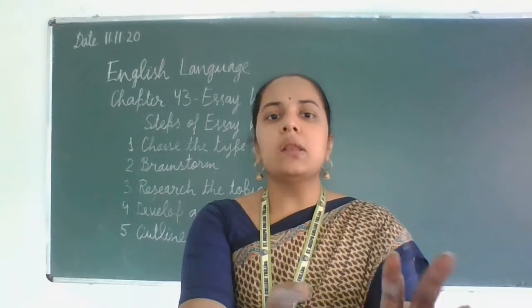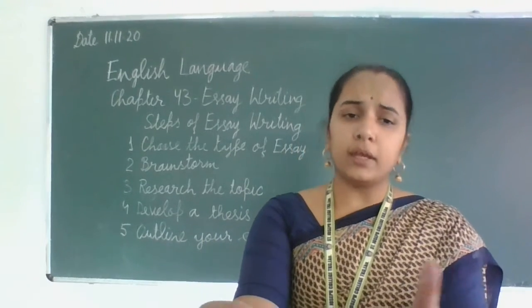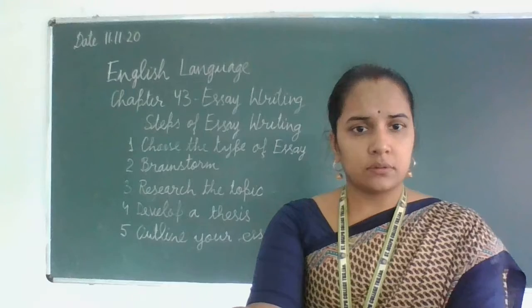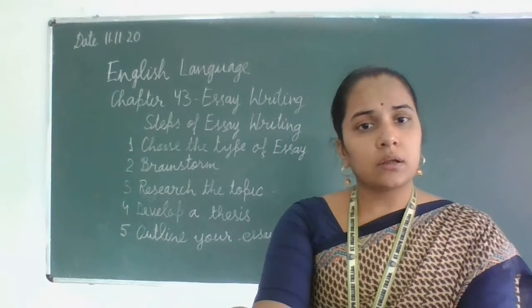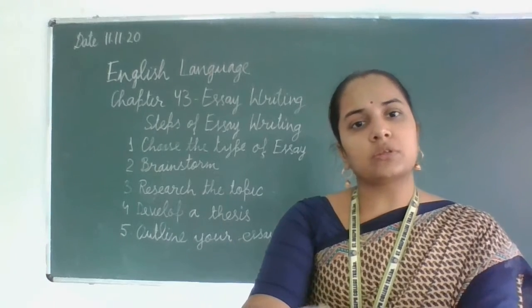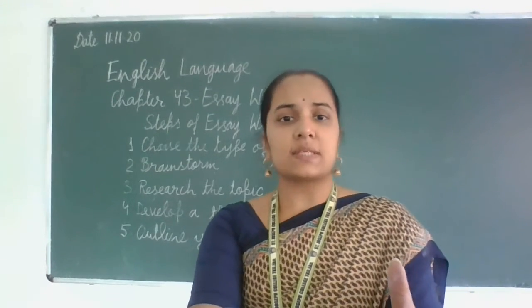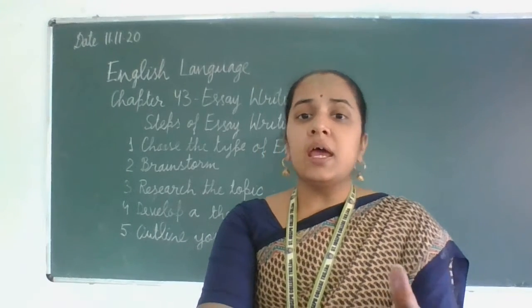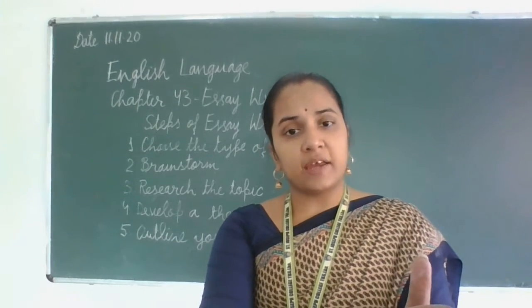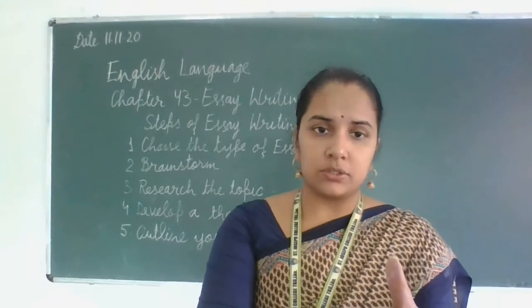For example, a very small example: if you are writing about an animal, suppose an elephant, then in one paragraph you will describe the physical appearance. In another paragraph, you will describe his habits and behavior. In the other paragraph, you can describe the food that is preferred by the animal to eat.